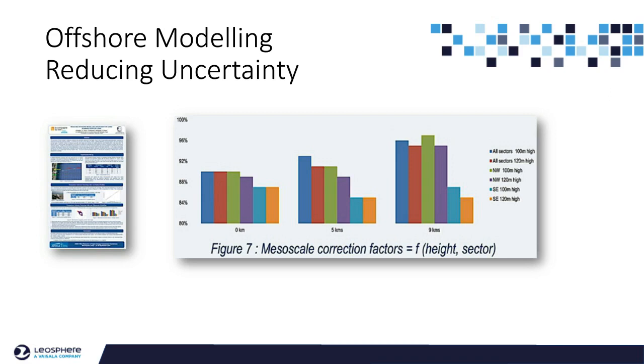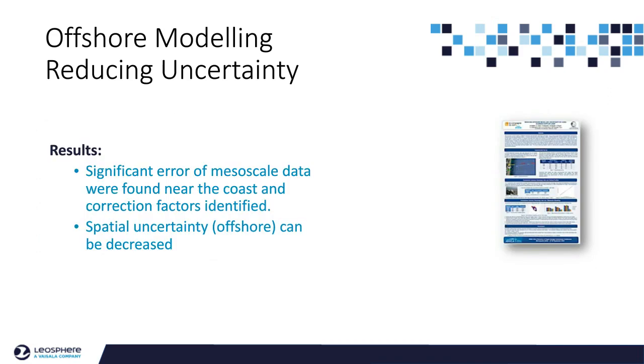So in this case, the results, published in a poster for the AWEA conference, showed that the scanning LiDAR data was assimilated into the offshore wind model to decrease the uncertainties and improve the overall assessment of production for the future wind farm. A significant error was found in the mesoscale data near the coast, and correction factors were identified for this. And they noticed that the spatial uncertainty can be decreased significantly with scanning LiDAR type of instruments.